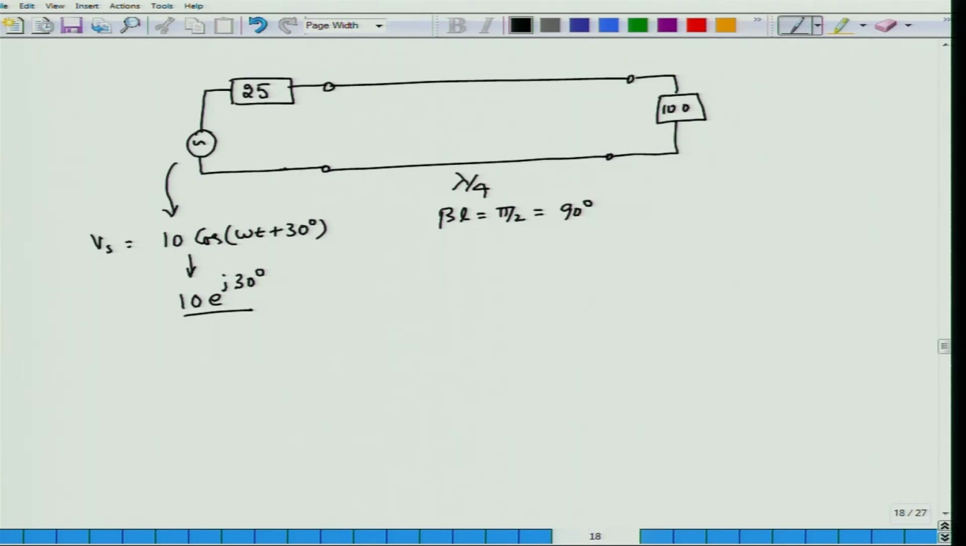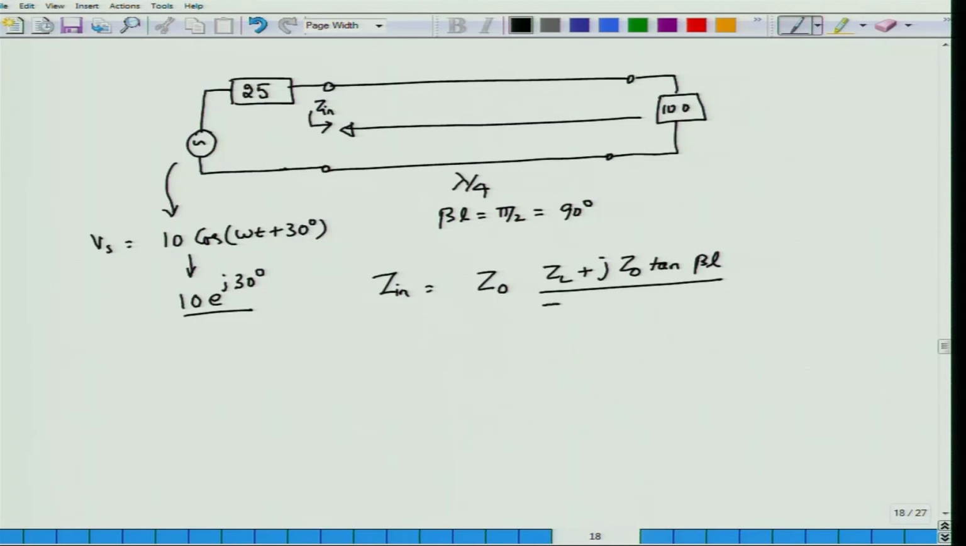In order to do that, I need to transform this 100 ohm load impedance into a certain input impedance, correct? And for that I need to go back to the expression for input impedance, which is Z0 into (ZL plus j Z0 tan beta L) divided by (Z0 plus j ZL tan beta L). But what is tan of pi by 2? It is actually infinity.